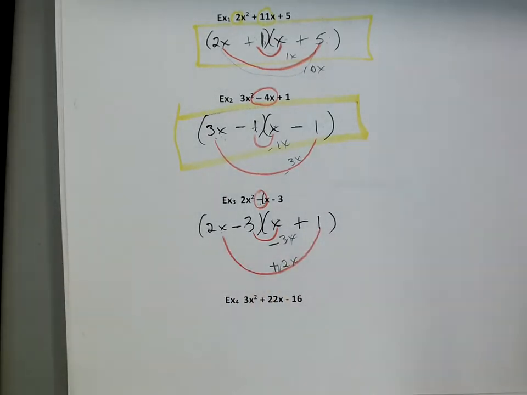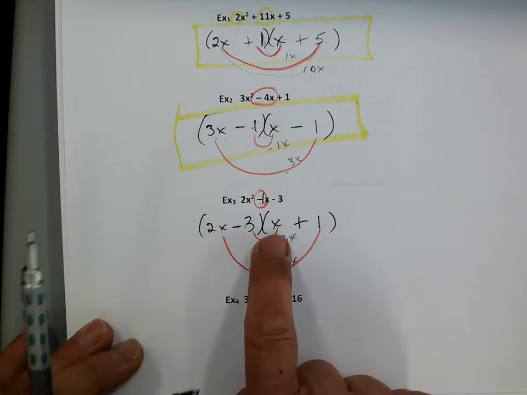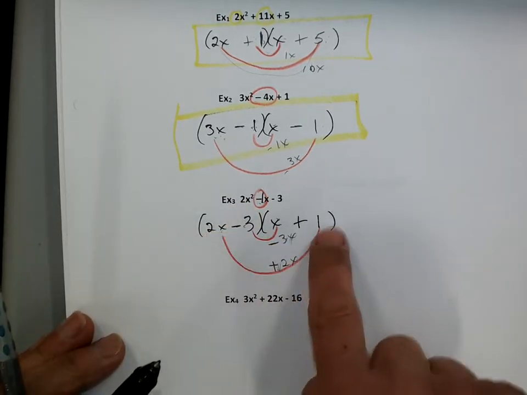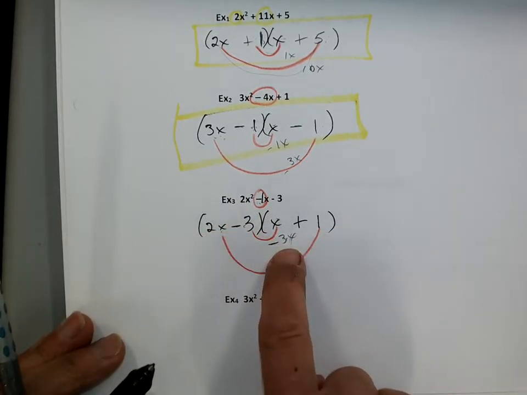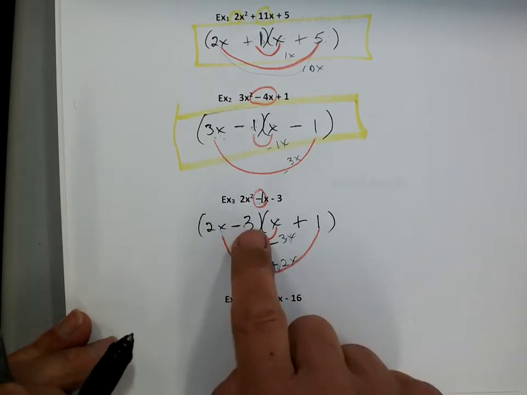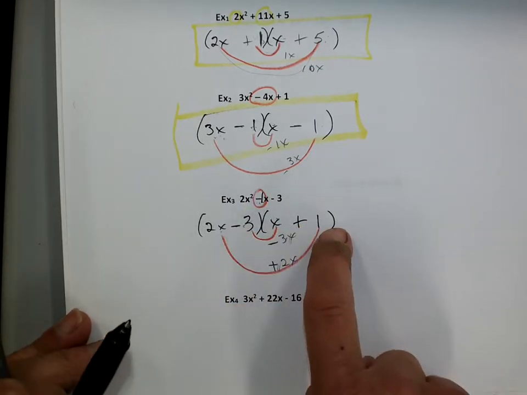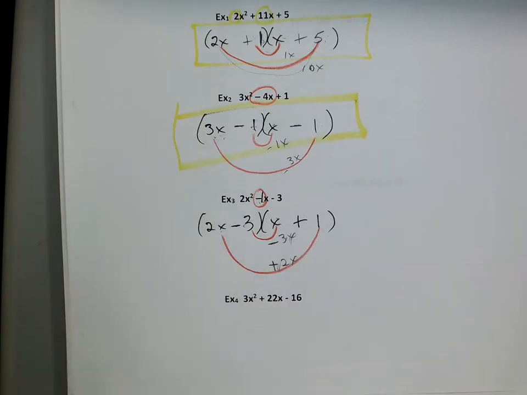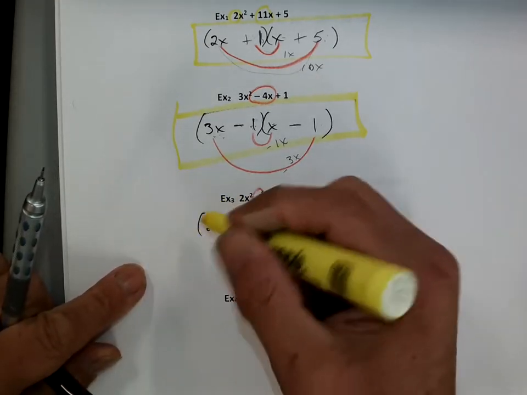Okay, we can check it. 2x times x, 2x squared. Positive 2x, negative 3x will add up to make my negative 1x, and negative 3 times a positive 1 makes negative 3. So that is my factored trinomial.